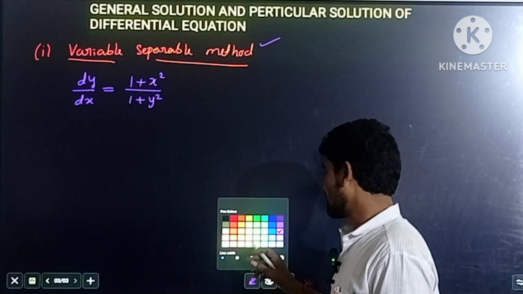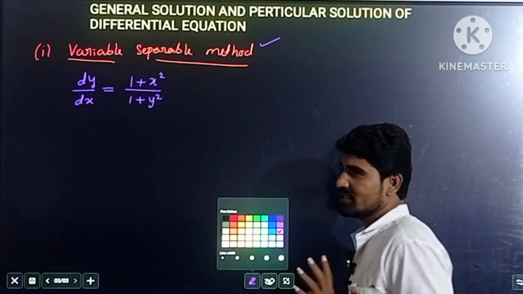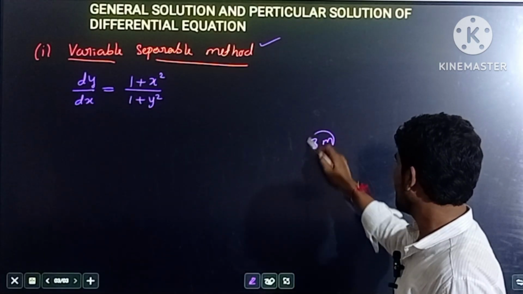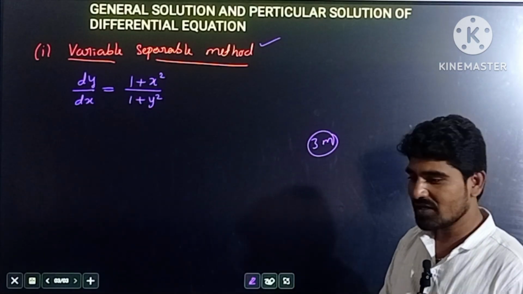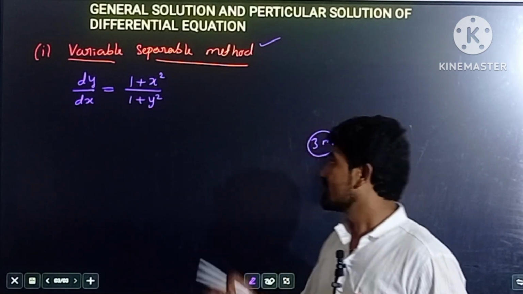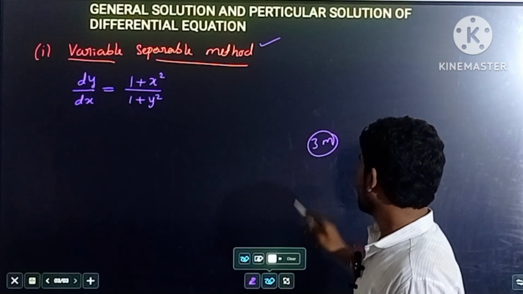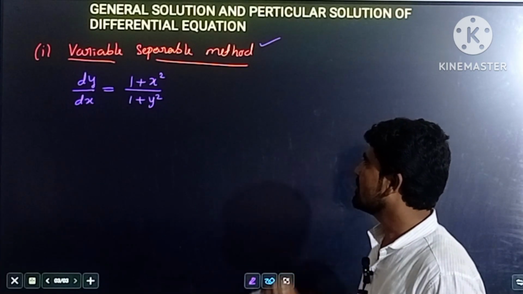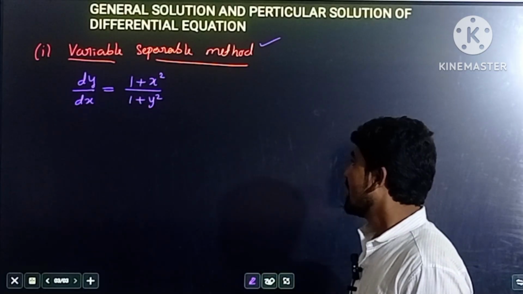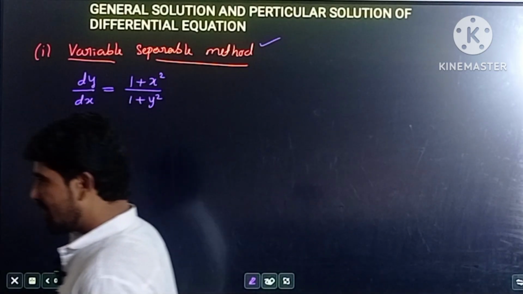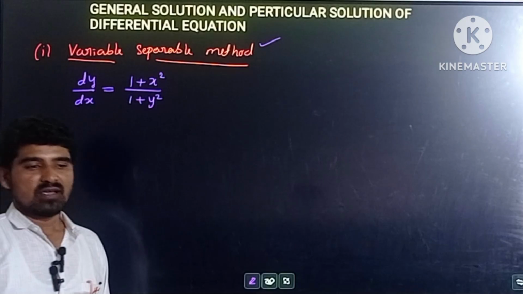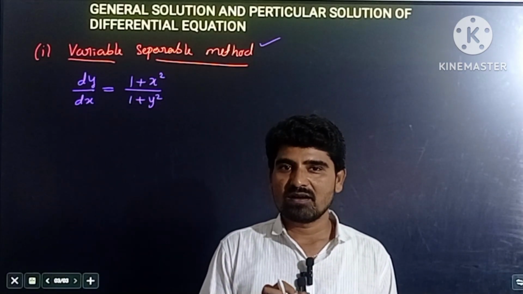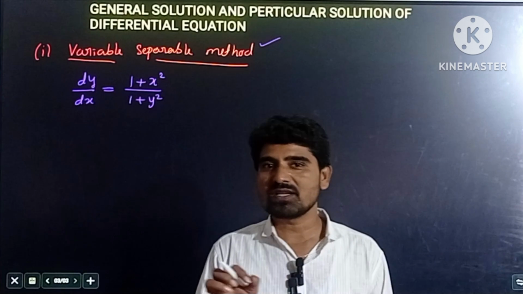This is an important concept. From this concept you are going to get 2 mark questions in your annual examination. Before this, from this method you used to get 3 mark questions previously, but this time the syllabus has been reduced. That's why from this chapter he is going to ask 2 mark questions from this variable separable method. And let's say, here variable separable, the name itself indicates separable. We are going to separate what?